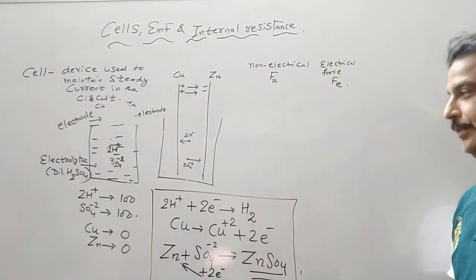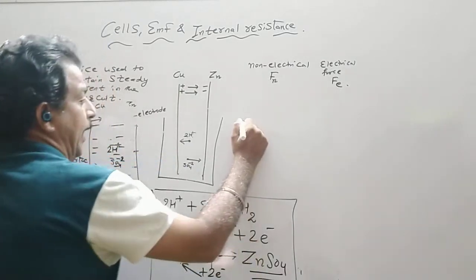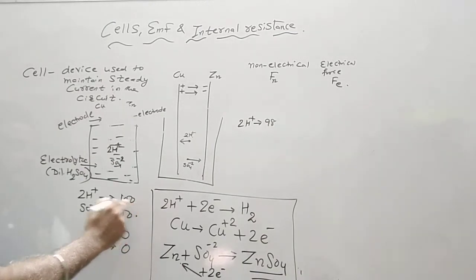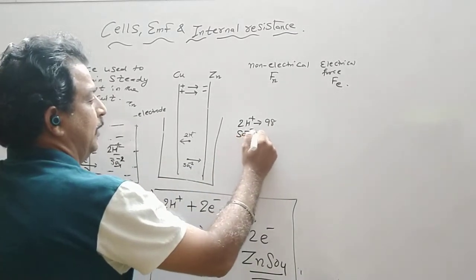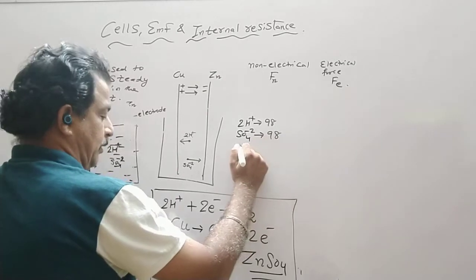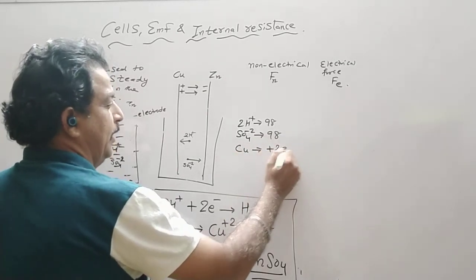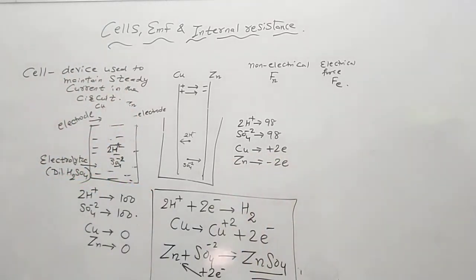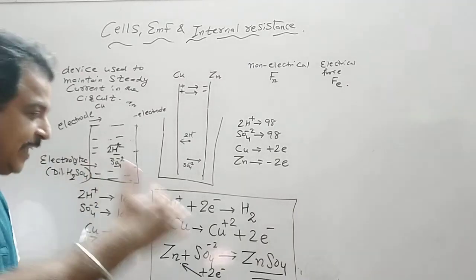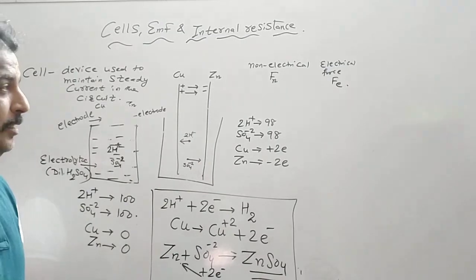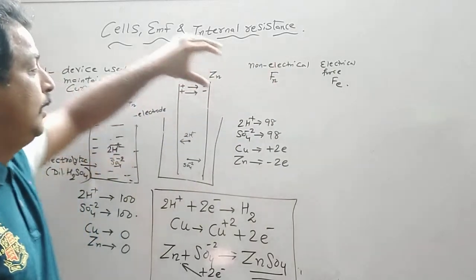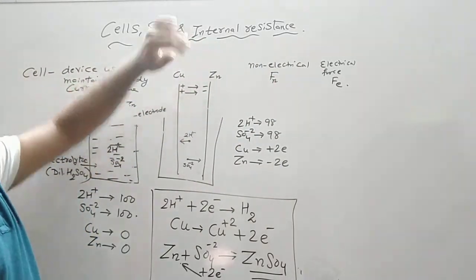Now if I stop here, what is the condition now? H plus ions are 98, SO4 minus is 98, copper has plus 2e, zinc has minus 2e. So charge is neither created nor destroyed. This is the situation. Now the second cycle takes place. Now who comes into the picture? The electrical force, or we can say the electric field is established.